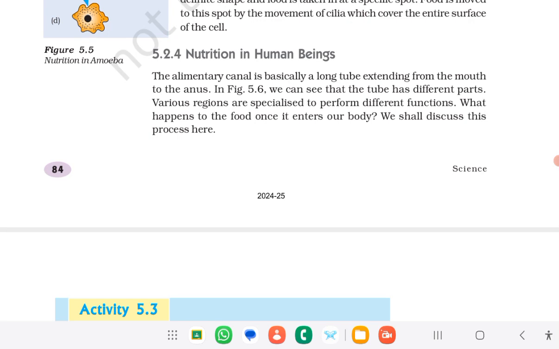Nutrition in human beings. The alimentary canal is basically a long tube extending from the mouth to the anus. In figure 5.6 we can see that the tube has different parts. Various regions are specialized to perform different functions. What happens to the food once it enters our body? We shall discuss this process here.